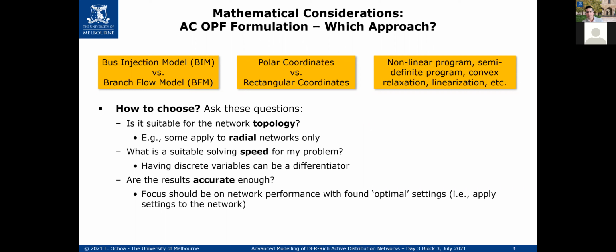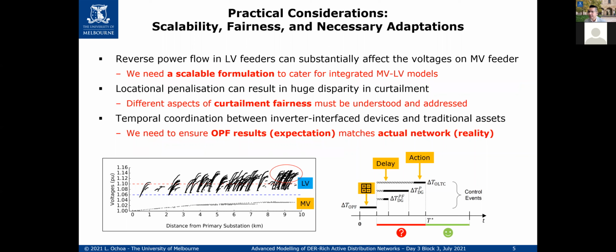So the engineering application is as important as your formulation. All these decisions have to have a very strong input from how you are going to apply it and what you're expecting from this. From a practical aspect as well, there are other things to discuss, right? For instance, the scalability of your OPF, the fairness of the corresponding optimization problem that you are dealing with, and other adaptations that we need to consider. So let's start one by one.